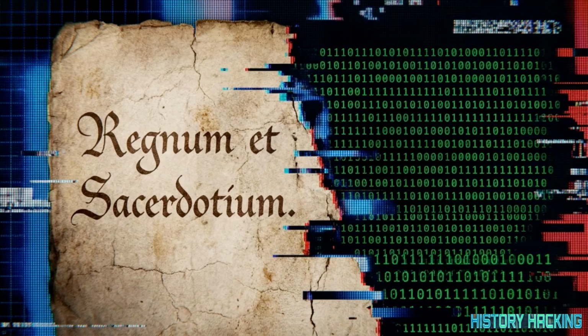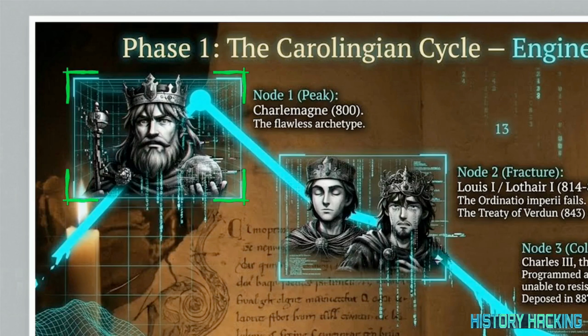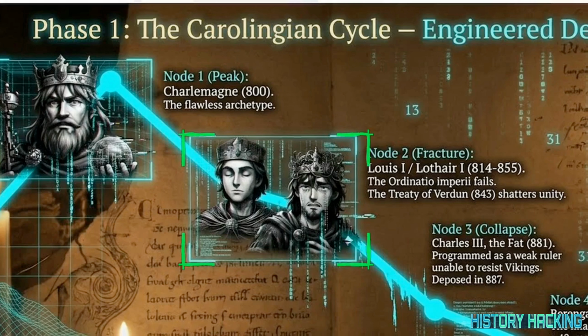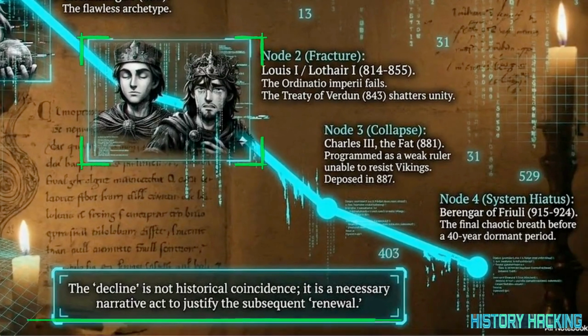Phase 1 is the Carolingian alpha build. It starts with Charlemagne, the flawless, overpowered unifier. But utopias stall narratives. Designers introduce a system failure, a deliberate error. Dynastic civil wars under Louis and Lothar fracture the empire, providing the engineered decay necessary for a complete reboot.